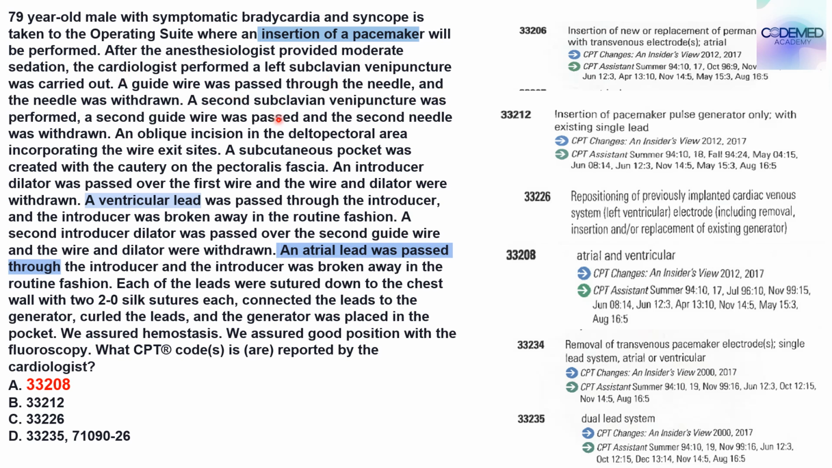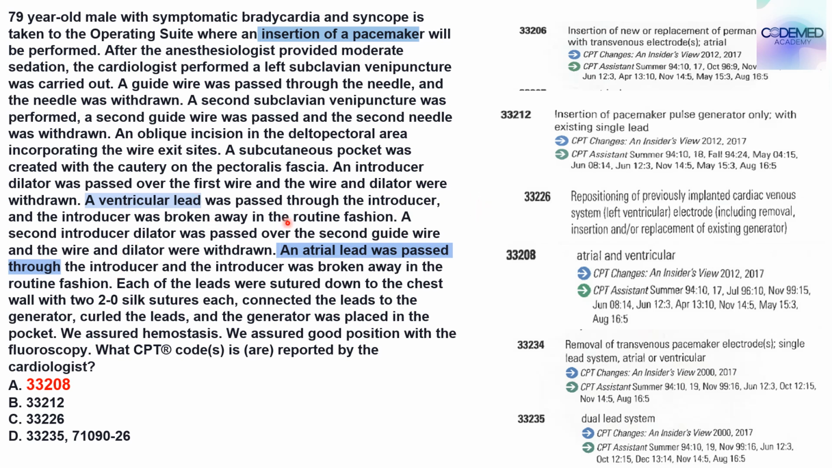A guide wire was passed through the needle and the needle was withdrawn. A second subclavian venipuncture was performed. A second guide wire was passed and the second needle was withdrawn. An oblique incision in the deltopectoral area incorporating the wire exit side. The subcutaneous pocket was created with a cautery on the pectoralis fascia. An introducer dilator was passed over the first wire, and the wire and the dilator were withdrawn.